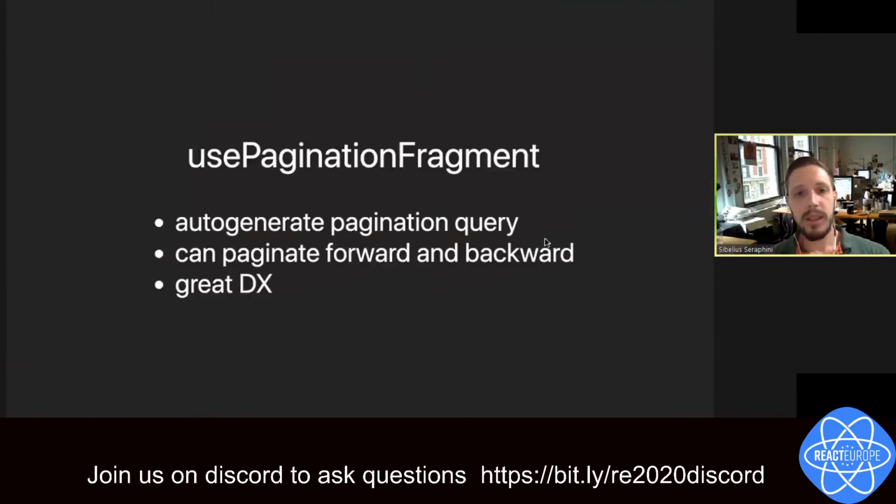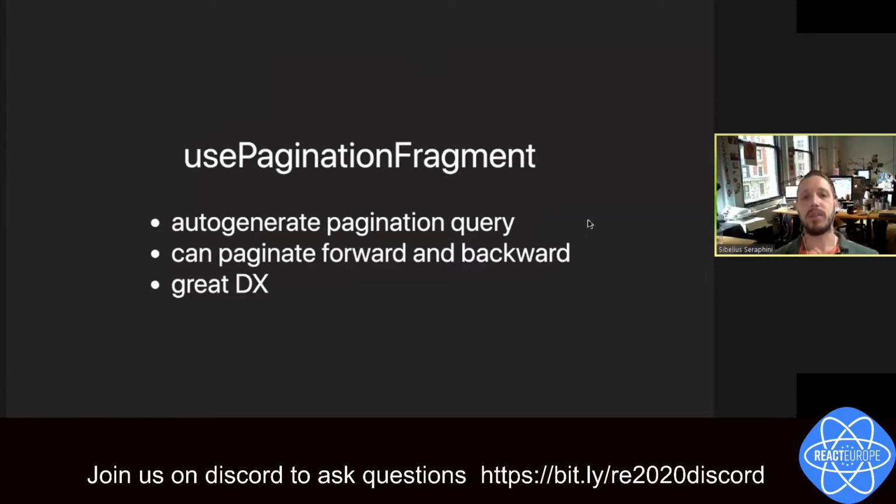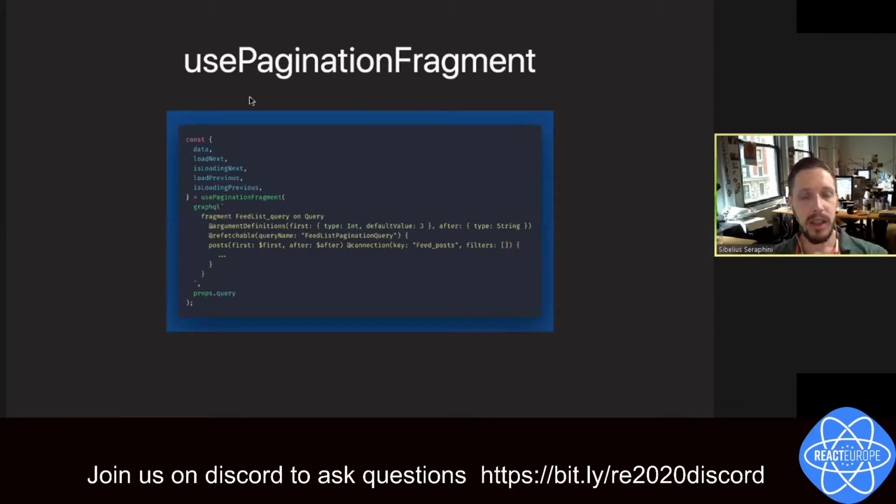So let's see more. If you're doing the feed list, you have a list of posts here, and to get more posts at the end or get new posts, you're going to use the use pagination fragment. Anytime you're getting more data from your server, you need to do some kind of refetch query or pagination query, and Relay is going to generate this pagination query for you. So you can paginate backwards and forwards. That's great. This is an example of the use pagination fragment.